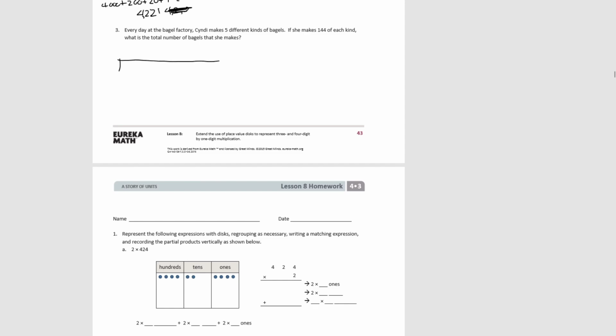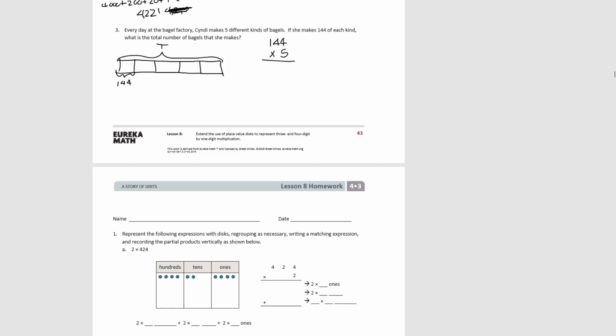Let's do a tape diagram. We're looking for a total, so that's our unknown. She's making 5 different kinds, so let's divide our tape diagram. And each one section is 144. We want to know totally how much she has. So she has 144 of each kind, and she's making 5 kinds. So let's do partial products.